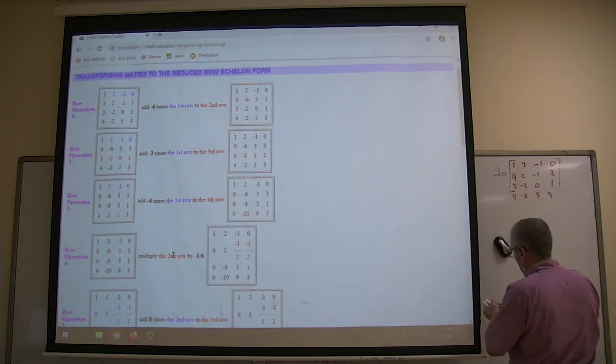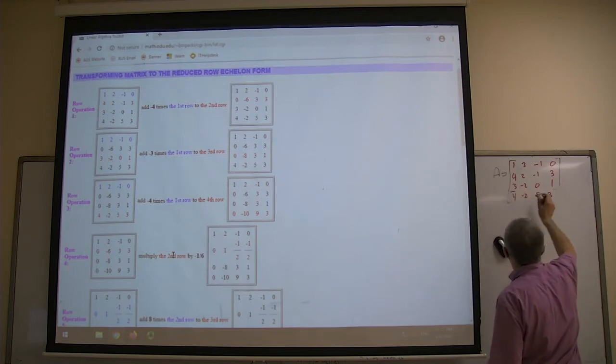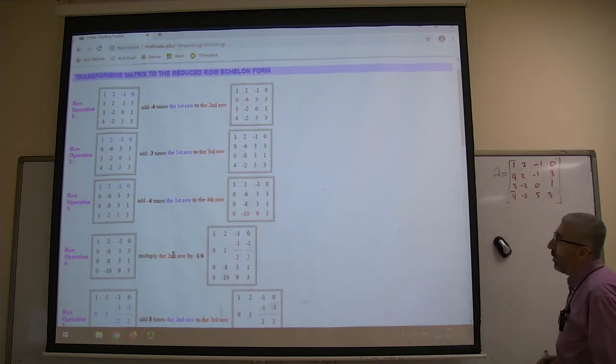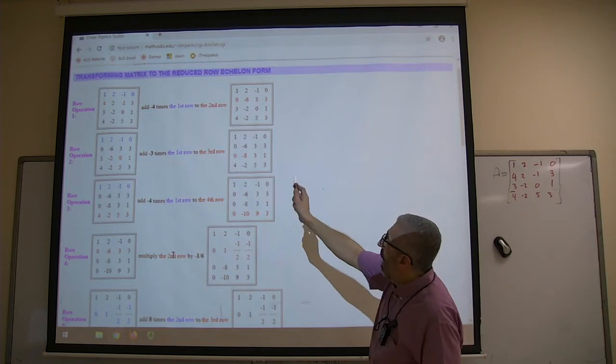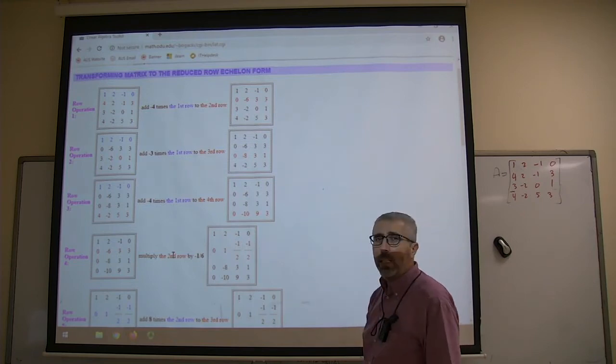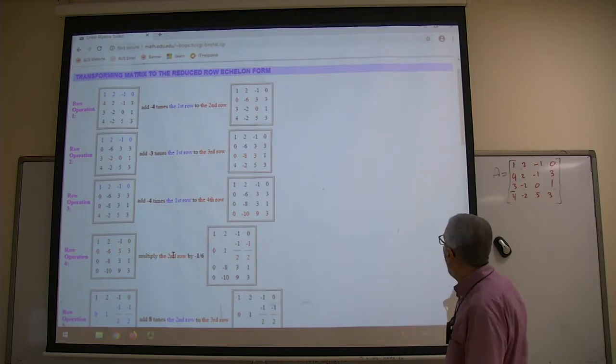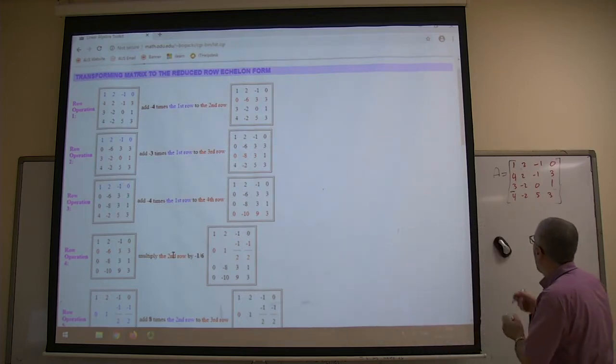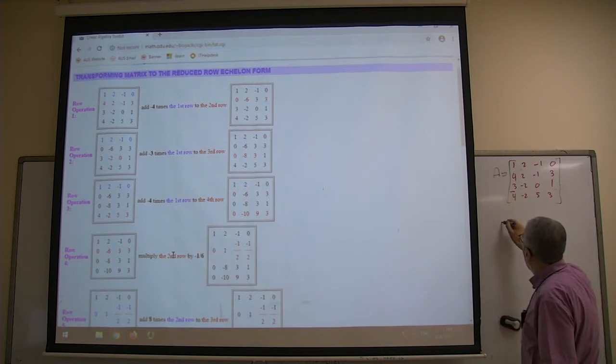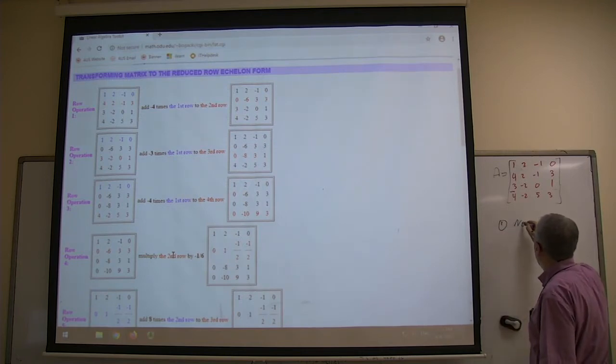And now, doing elementary row operations. Add 4 times the first row to the second row. What is the effect of that? You are multiplying a row by negative 4 and you are adding that to another row. What's the effect of that? No effect. So here, let's say the first step, no effect.